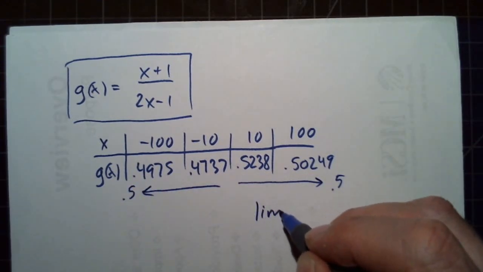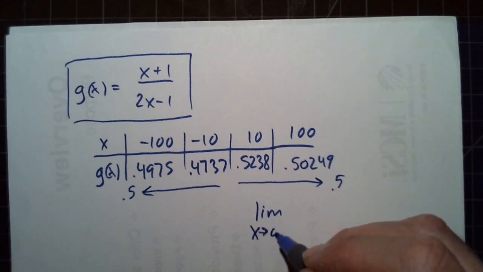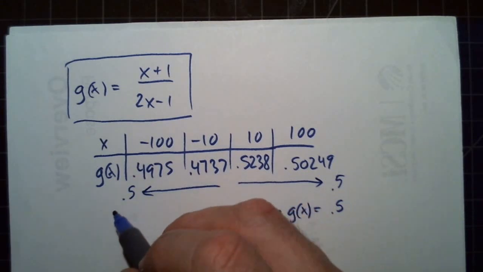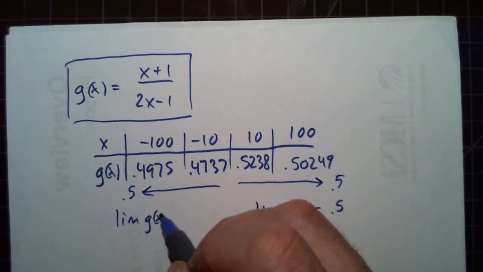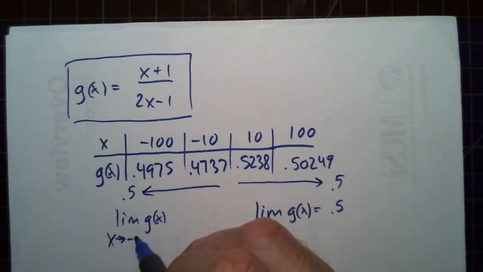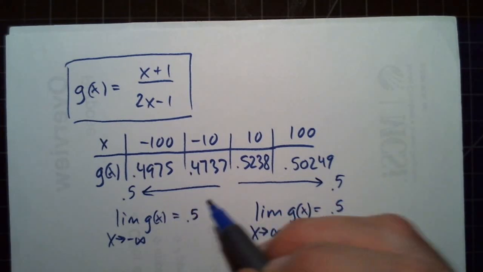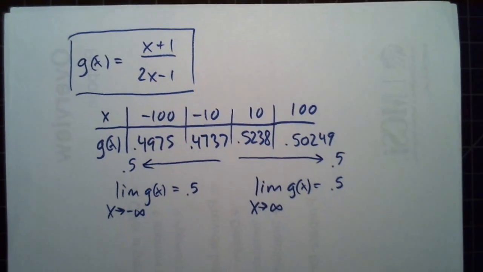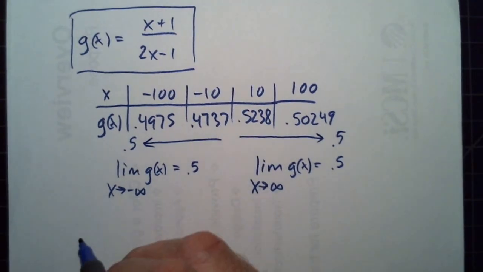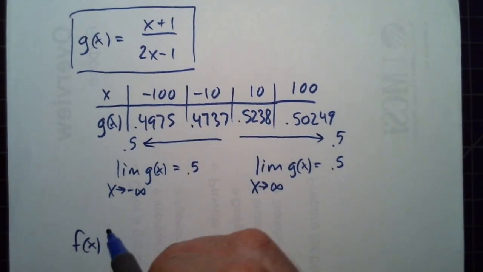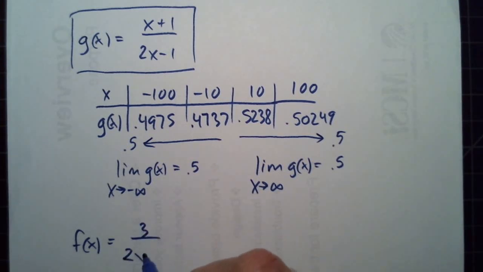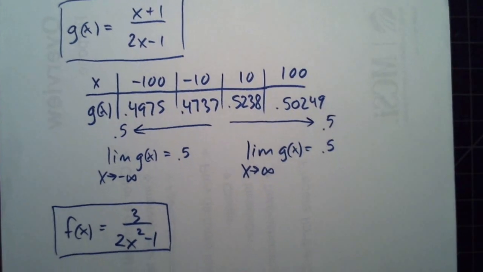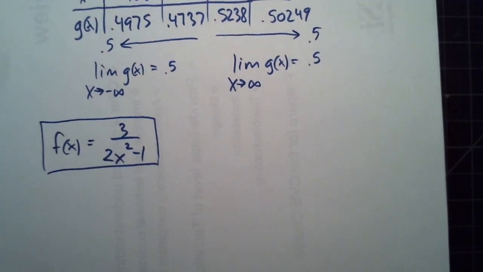So we can say that the limit, the end behavior as x goes to the right is 0.5. The end behavior as x goes to the left is also 0.5. So here it's not going to infinity or negative infinity. All right, and do the same thing with that.